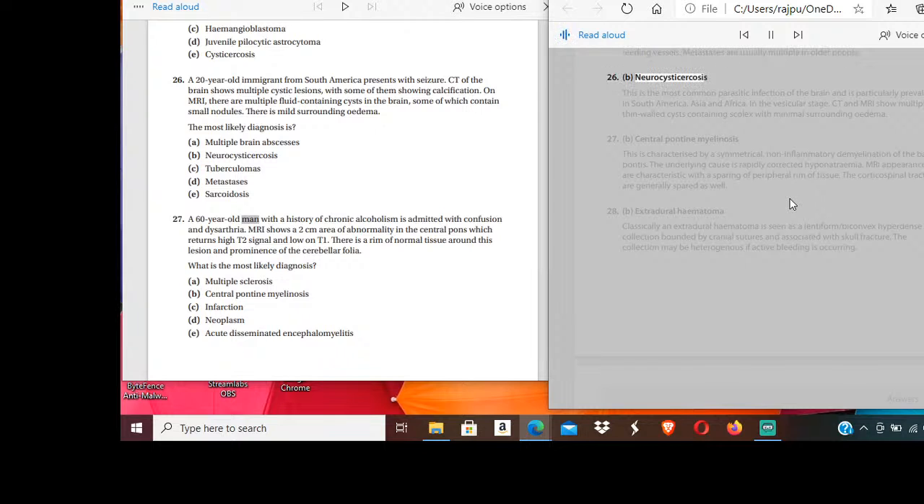26. B. Neurocysticercosis. This is the most common parasitic infection of the brain and is particularly prevalent in South America, Asia and Africa. In the vesicular stage, CT and MRI show multiple, thin-walled cysts containing scolices with minimal surrounding edema.